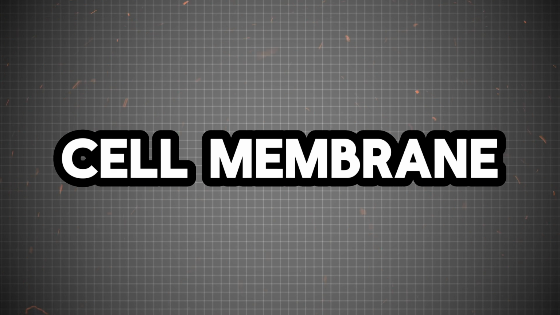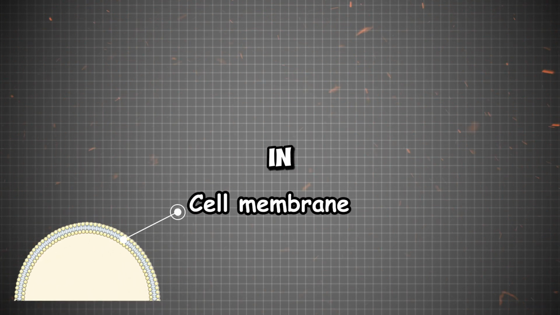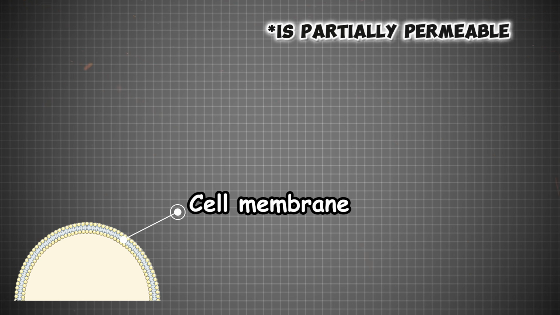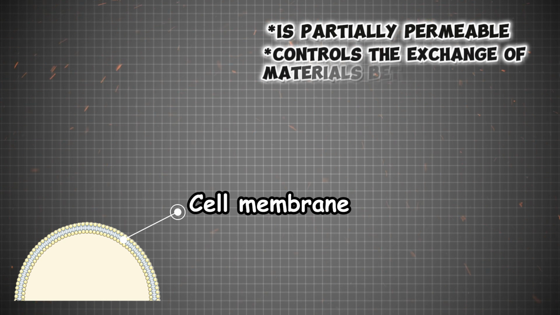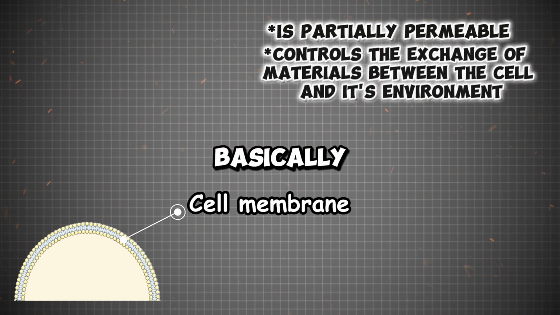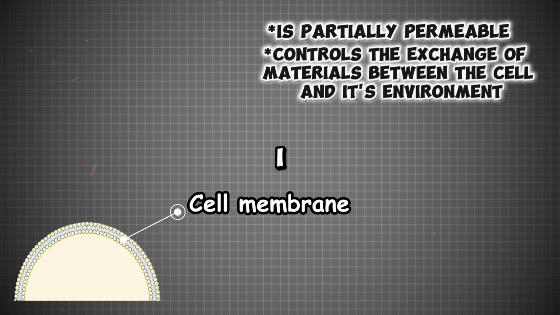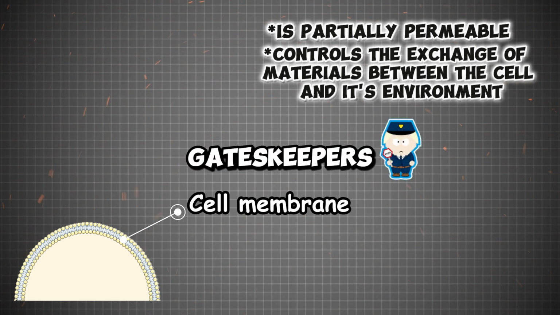Cell membrane. The cell membrane is the outermost organelle in some cells and directly under the cell wall in others. It is partially permeable, which means it allows some things in and keeps other things out, like a gatekeeper. It controls the exchange of material between the cell and its environment. Basically, all membranes that you see in biology have the same function. So whenever I say chloroplast membrane, nuclear membrane, or whatever, just know that they are all gatekeepers.